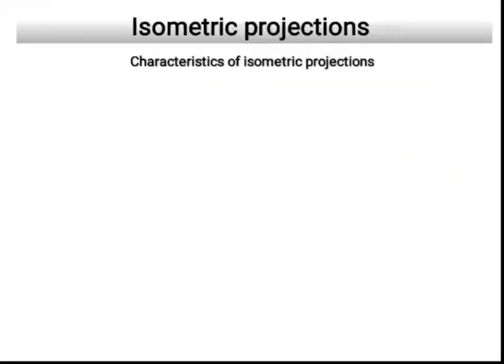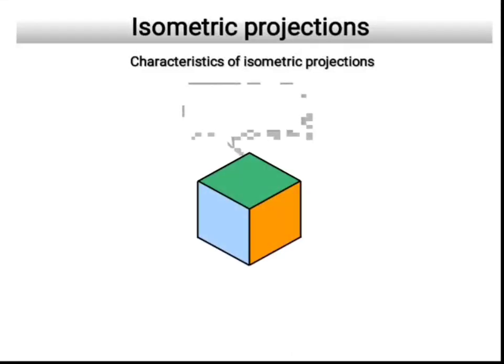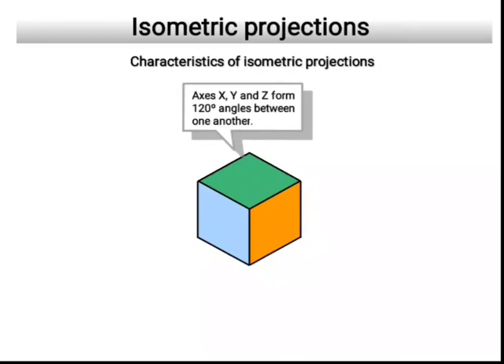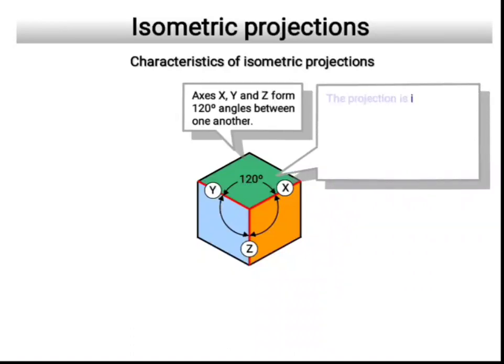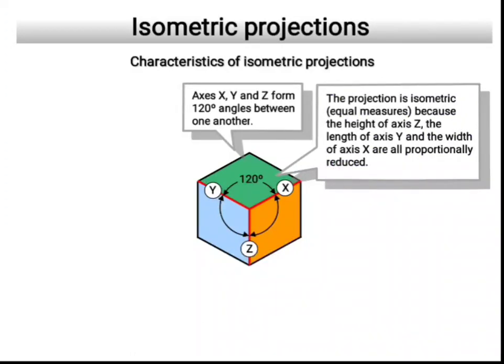Now we see what are the characteristics of isometric projections. The axes x, y and z form 120 degrees inclination between one another. That is, if this is the x-axis, this is the y-axis and this is the z-axis, we can see a 120 degree angle between these axes. The projection is isometric, meaning equal in dimension along the three axes: height axis, width axis and depth axis. These three axes are proportionally reduced. That is why it is called isometric, equal measures.